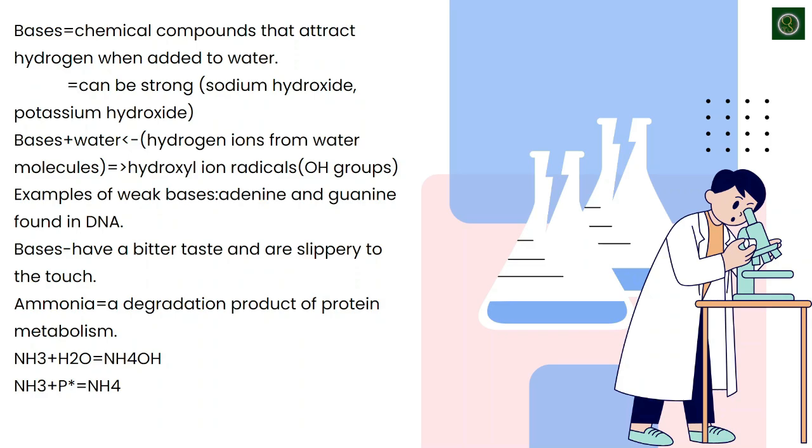Weak bases are, for example, adenine and guanine found in DNA. The bases have a bitter taste and are slippery to the touch. Ammonia is a degradation product of protein metabolism. The reaction of ammonia with water results in a base called ammonium hydroxide. On the other hand, by accepting a proton, it forms the ammonium ion.